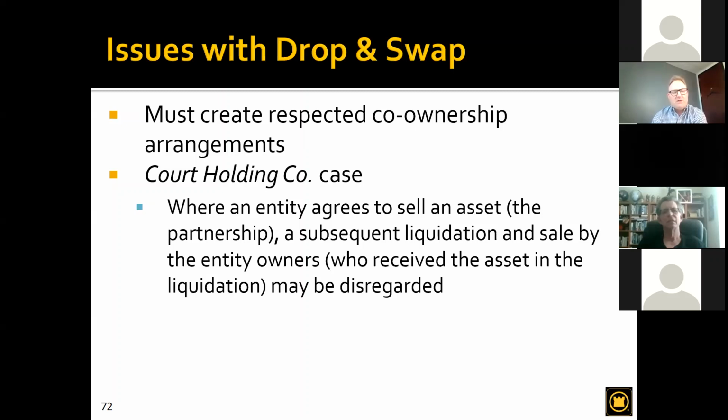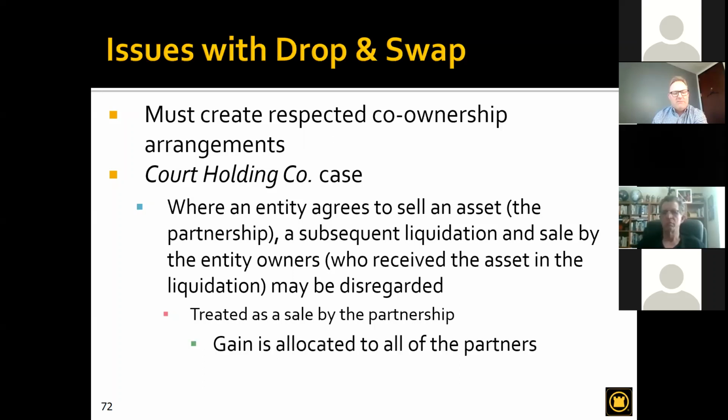In this particular court holding company case, where an entity agrees to sell an asset and a subsequent liquidation and sale by the entity owners who receive the asset in the liquidation may be disregarded. They treated the sale by the partnership again, and they had to pay taxes. Gain is allocated to all partners.